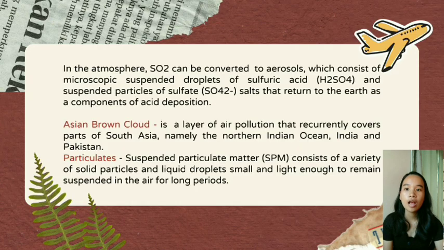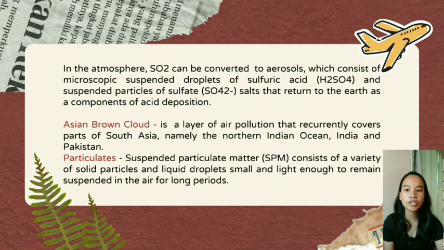In the atmosphere, sulfur dioxide can be converted to aerosols, which consist of microscopic suspended droplets of sulfuric acid and suspended particles of sulfate salts that return to the earth as a component of acid deposition. Sulfur dioxide, sulfuric acid droplets, and sulfate particles reduce visibility and aggravate breathing problems.